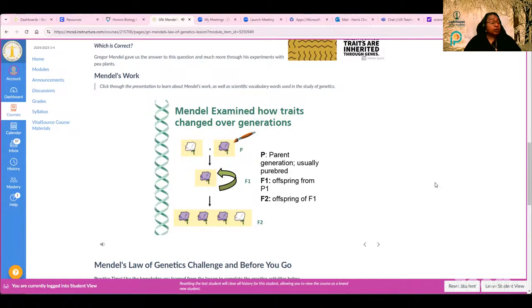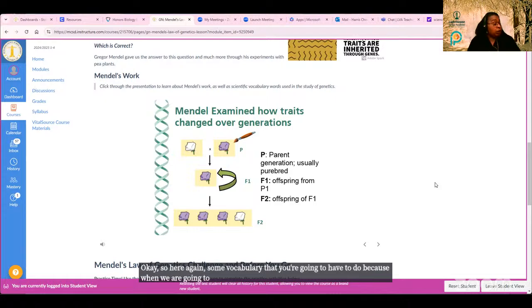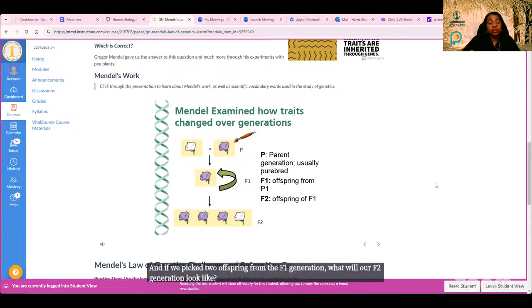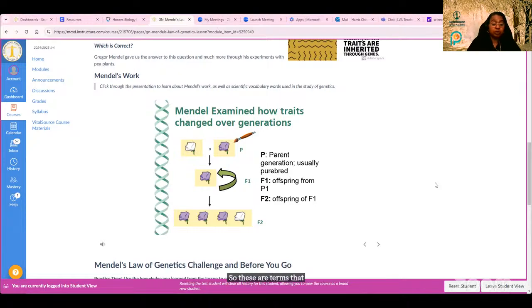Okay, so here again, some vocabulary that you're going to have to learn, because when we create charts and look at the characteristics of the parents, the question is always going to be, what does the F1 generation look like? And if we picked two offspring from the F1 generation, what will our F2 generation look like? So these are terms that you're going to have to become familiar with, and we're going to be working with those as we go along.